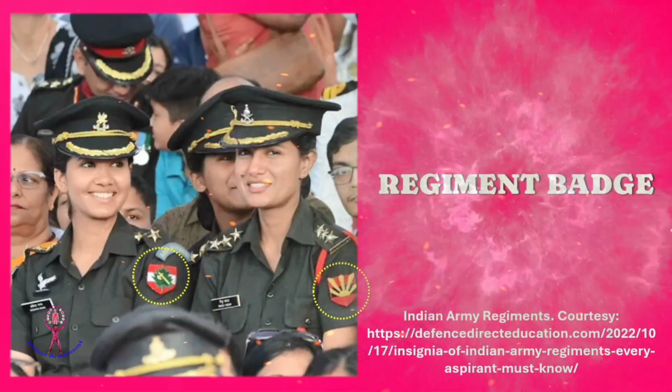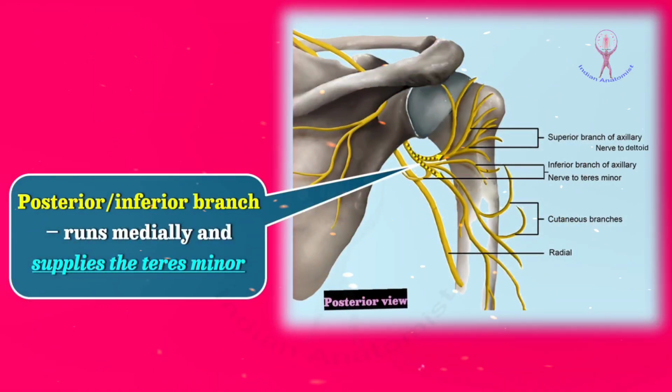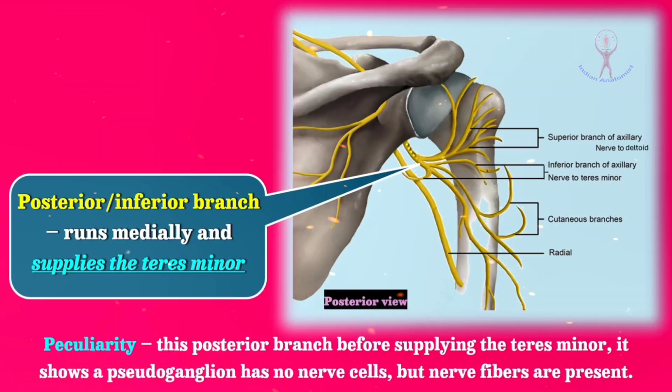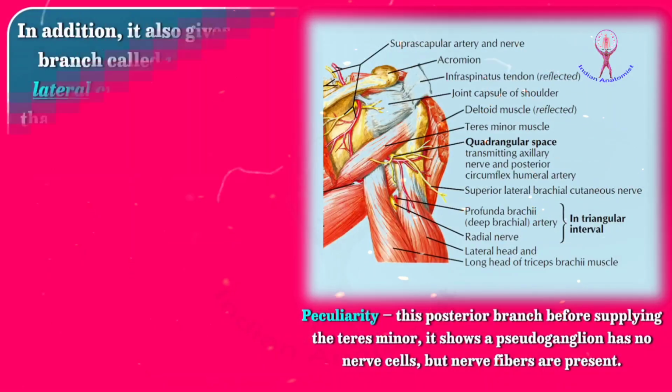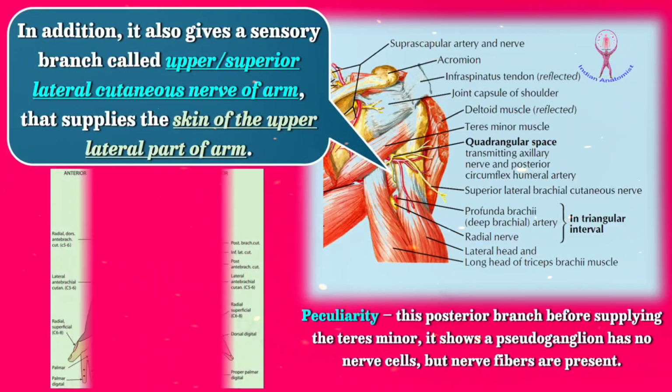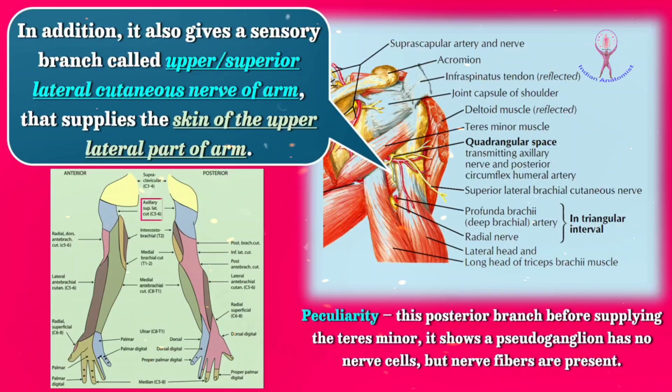Now coming to the posterior branch. The posterior branch runs medially and supplies the teres minor. In this situation, I want to add a peculiarity to this branch. This posterior branch, before supplying the teres minor, shows a pseudoganglion, which has no nerve cells, but nerve fibers are present. I want to ask a question. Is there any other nerve in the body that contains pseudoganglion? The posterior branch also gives a sensory branch called upper lateral cutaneous nerve of arm, the name itself indicating that it supplies the skin of the upper lateral part of the arm.